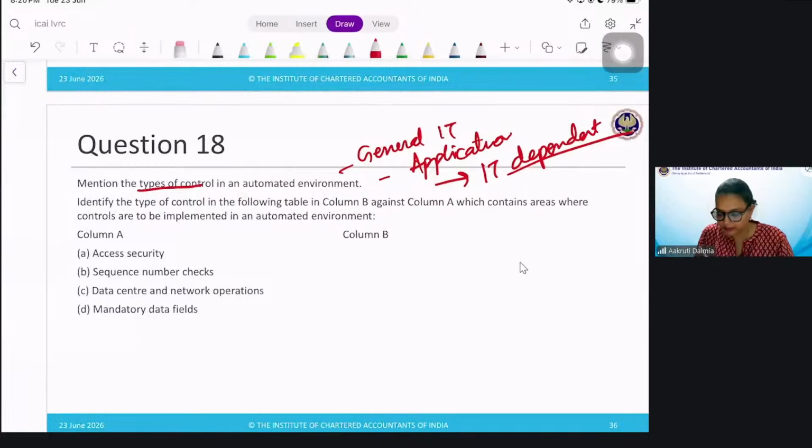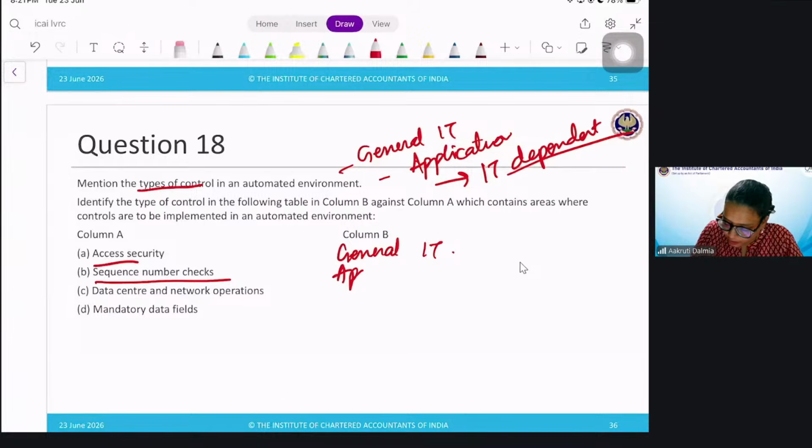Now tell me this. Access controls comes under which? Quickly batao. Access is general IT control. Sequence number check. Specifically, you check the sequence: after one, two came; after two, three came. Where does it come? Application. It's not general.